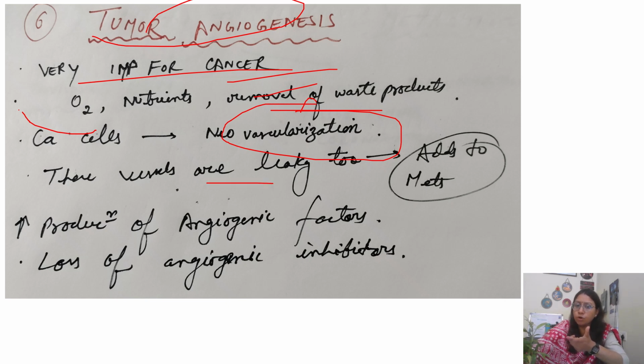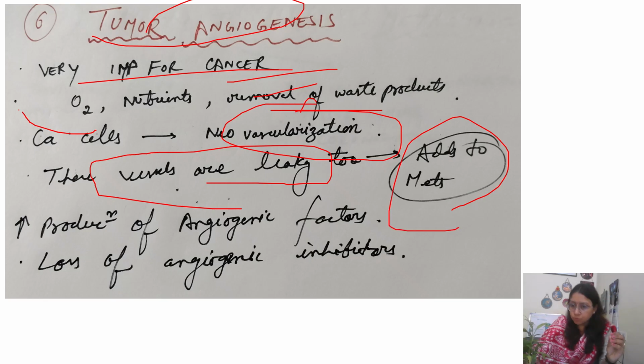But an important drawback of these new vessels is that they are very leaky, so they don't have a strong wall. So that adds to your metastasis. Because they are leaky, when tumor cells pass through that neovascularized channel, wherever the vessels are going, the cancer cells are coming out, so leaking out.